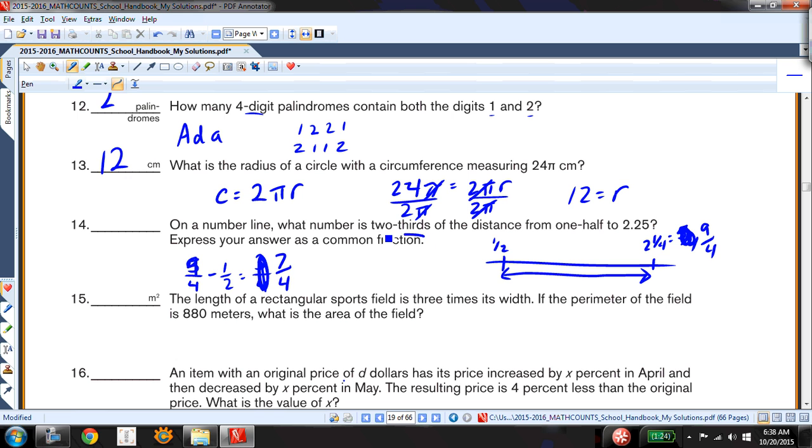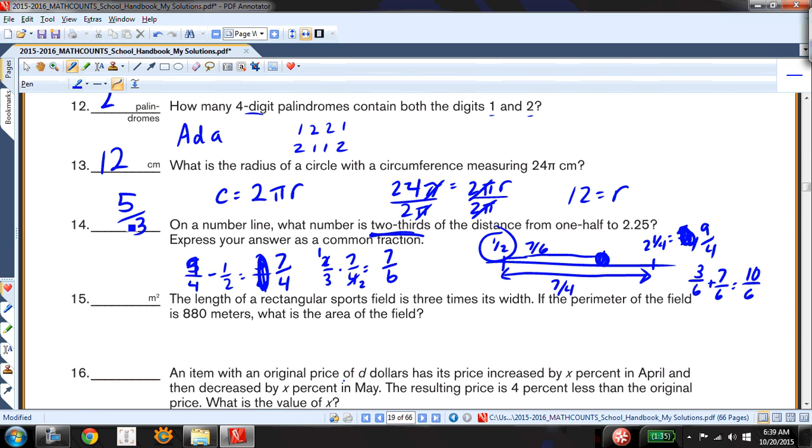And then I want to know what is 2/3 of that. So I know that this distance is 7/4 on the number line, but I want to know what is the number 2/3 of the way. So I'm going to say 2/3 times 7/4. The 2 there cancels. I get 7/6. So 2/3 of the way, this distance would be 7/6, but I want to know what is this number, so I have to add the half to it. So I say 1/2, which is 3/6, plus 7/6 is 10/6, and that is 5/3.